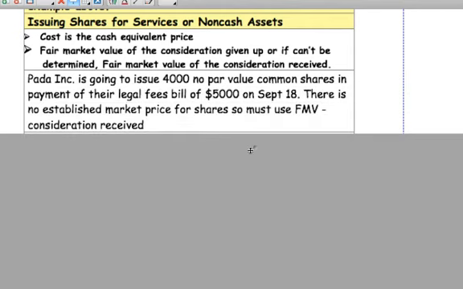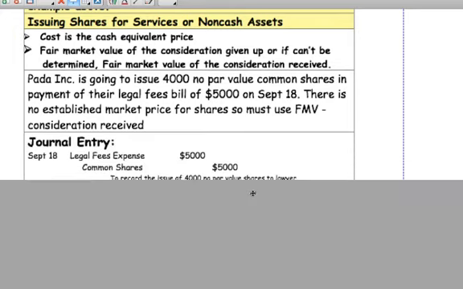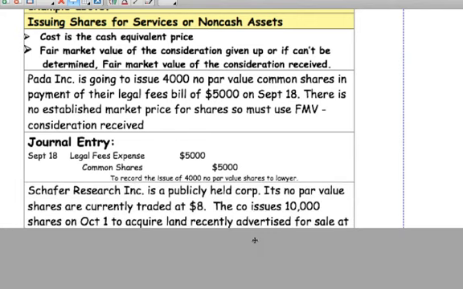PATA Incorporated is going to issue 4,000 no par value common shares in payment of their legal fees bill of $5,000 on September 18th. There is no established market price for the shares, so we must use the fair market value of the consideration received. So we have to go with the $5,000. That's the consideration received. So our journal entry here, we didn't get cash, but our legal fees expense is what we're getting basically. So $5,000 there, and the common shares goes up by $5,000. It's kind of like we're selling common shares for cash, only we're not getting the cash. They're giving us legal services.